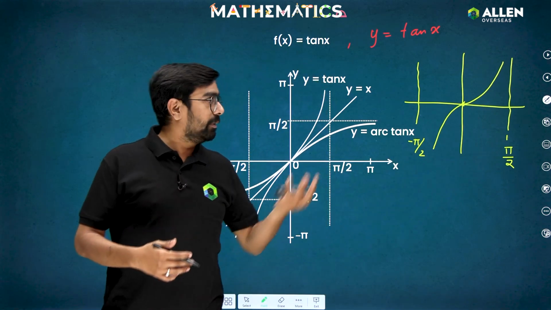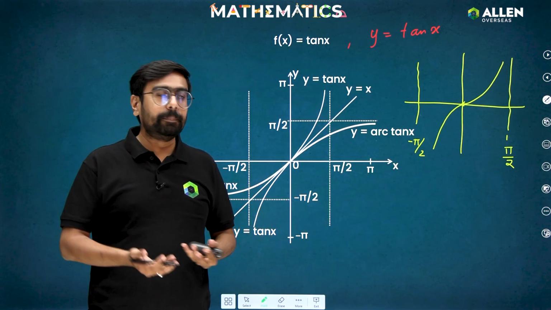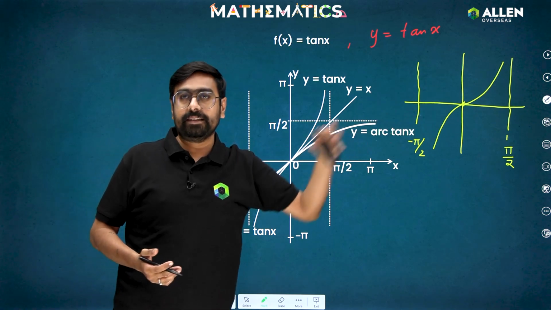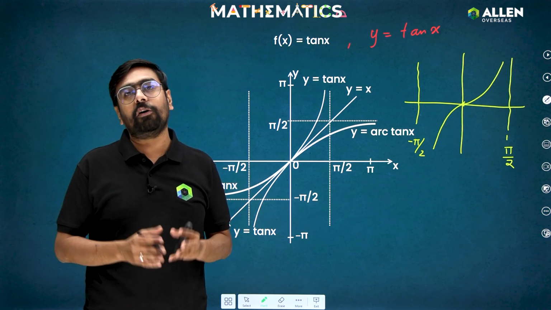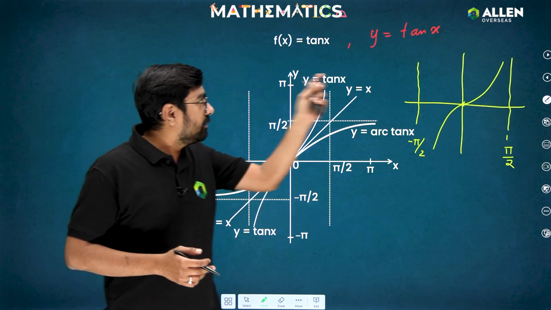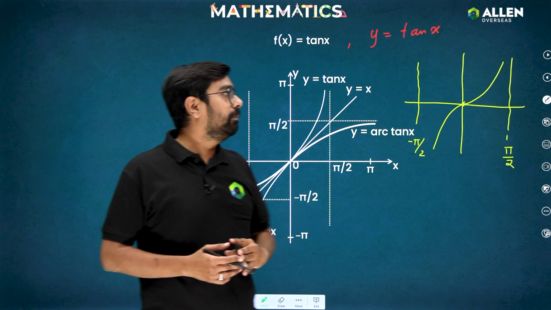And because the function is periodic, it keeps repeating itself. But remember that tan x won't be defined at the odd multiples of pi by 2. So that's why the graph of y is equal to tan x will be plotted like this.